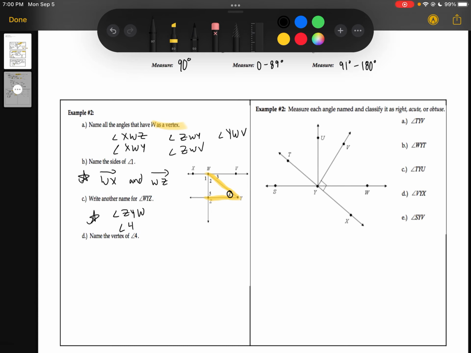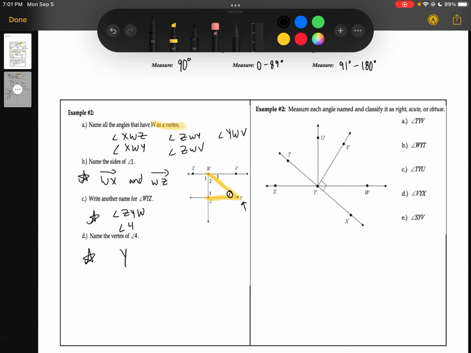So using that information now for part D, name the vertex of angle 4, I'll have you answer that one in Canvas. So we actually just have angle 4 highlighted already on the screen, and 4 is actually circled here. So the vertex of this, or the common endpoint, is Y.